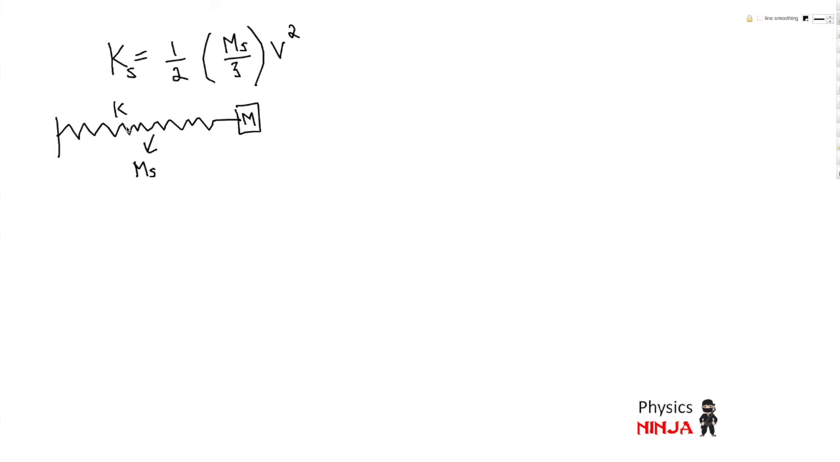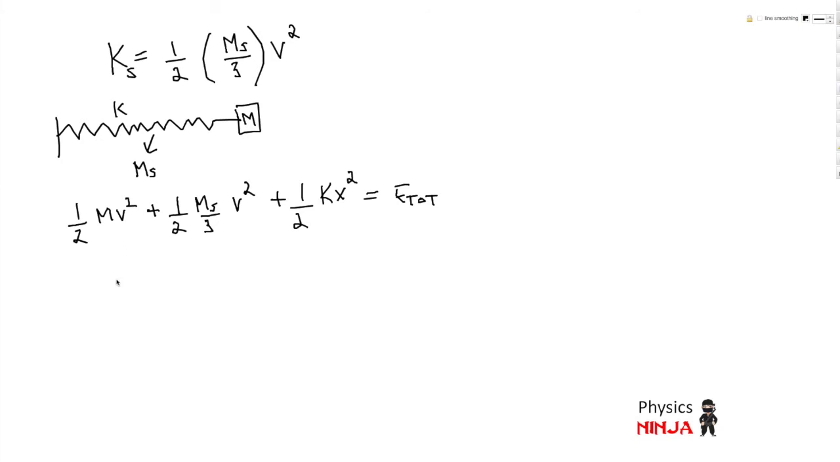Spring constant is k. Again, now if you consider the total energy of the system, the total energy of the system will be 1/2 mv squared. That's the contribution from this block, plus 1/2 ms divided by 3 v squared. That's the contribution from the mass of the spring, and plus 1/2 kx squared. Oops, let's fix this here. 1/2 kx squared. That there is the total energy of the system.